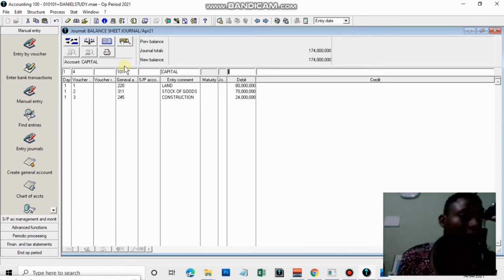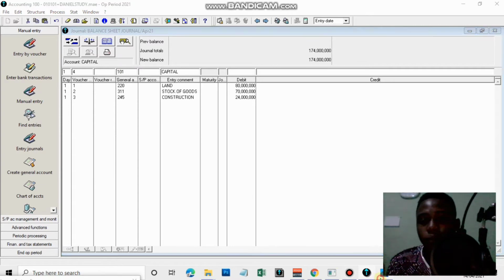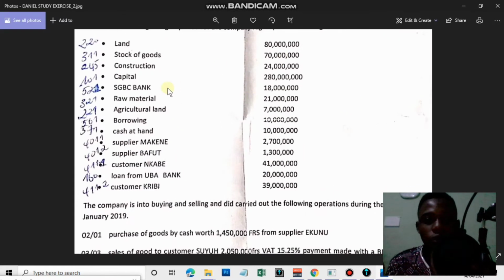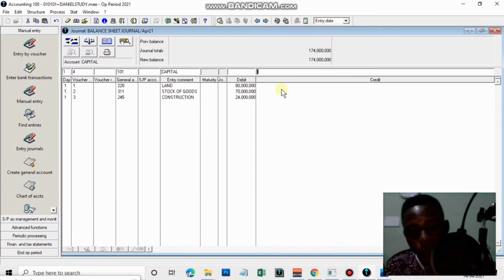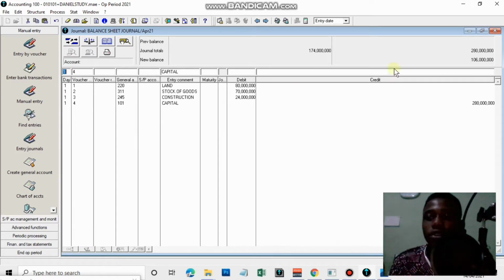So normally it's going to fall on the credit side, because it's what the business owes to other people. So I'm going to put here 280 million. It's going to be directly inputted.